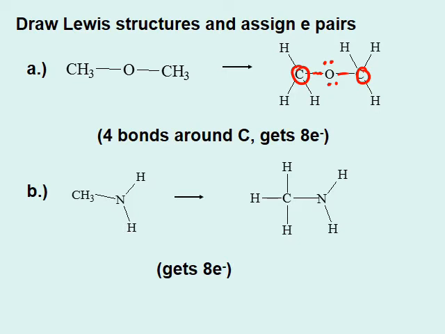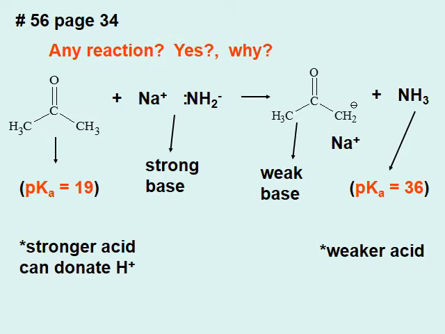Now in part B, you have again nitrogen with 2 hydrogens, and obviously you must have 1 pair of electrons. So that gives 8 electrons around nitrogen, and nitrogen also has 3 bonds. This carbon has already 4 bonds, so I don't need to do anything.